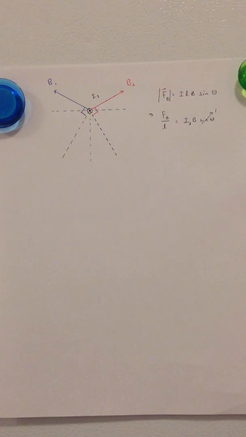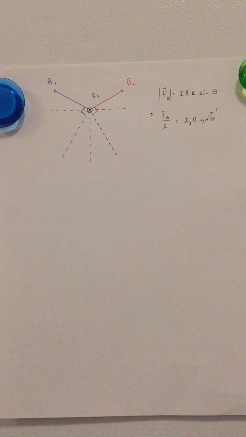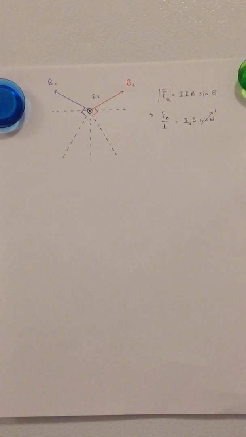Okay, this is part 2 of a video series on a pretty standard physics problem involving currents and magnetic fields. If you've not watched part 1 of this video, I would encourage you to go watch that first. This is going to be a short video talking about why we're going to use the force per unit length.